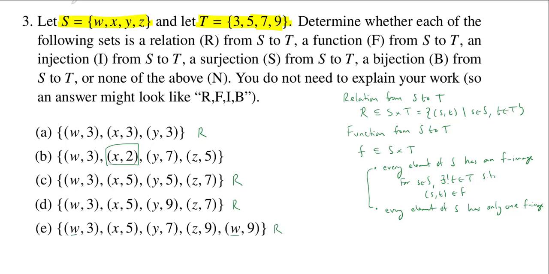Okay, so let's check that. All of these, except for this one, which wasn't a relation, which means it's not going to be a function. And we don't even talk about injective, surjective, or bijective when it's not a relation. So this definitely we just say is N. That's all we're going to get. But for A, C, D, and E, we've got to check. So do we have exactly one image for every element in S? So W, sure, we have a 3.